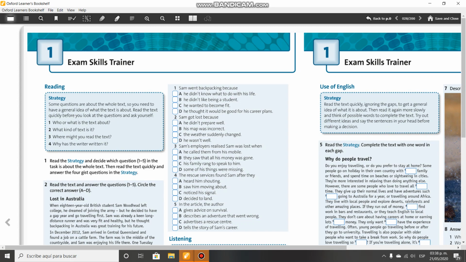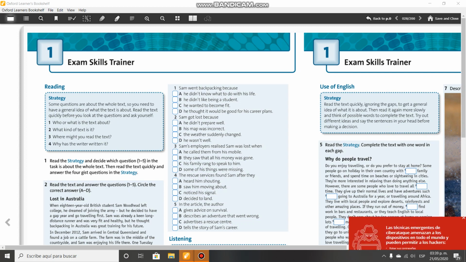As you can see, we have almost finished with the second lesson, right? So today we are going to do the exam skills trainer on our students book. And remember that in these pages we can find some exercises from reading, listening, speaking, use of English, and writing. It's like a review of the whole unit, right? So please, I want you to work today on your student's book on page 28.